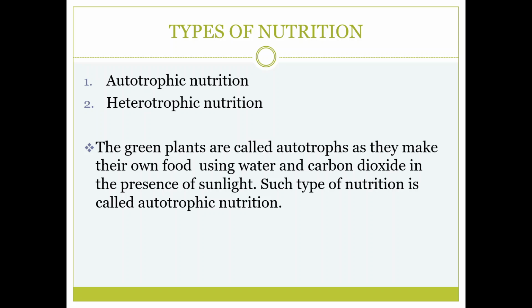Till now, we have learned that plants exhibit two types of nutrition, autotrophic nutrition and heterotrophic nutrition. The green plants are called autotrophs as they make their own food using water and carbon dioxide in the presence of sunlight. Such type of nutrition is called autotrophic nutrition.